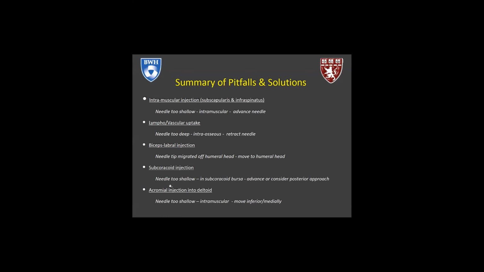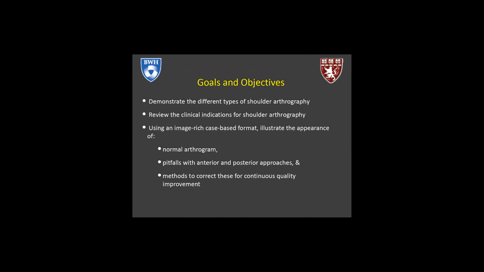We saw a case of subcoracoid injection where it was a subscap approach where the needle was too shallow in the bursa. So you want to advance the needle a little bit deeper or consider a posterior approach. And we saw a case of acromial injection as the deltoid from the needle being too shallow in the posterior approach where we were intramuscular. And again, you want to move the needle inferior and medial to that.